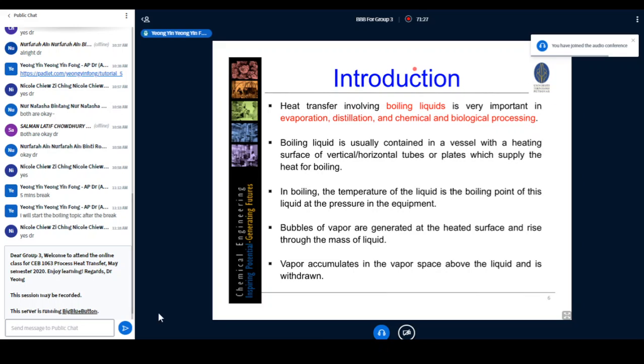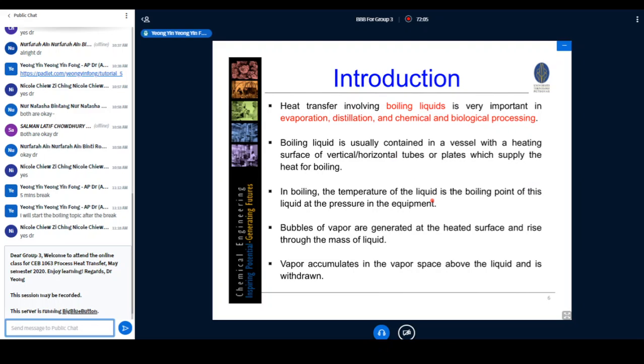So actually, a lot of chemical industry processes involve boiling. Boiling liquid is usually contained in a vessel with a heating surface of vertical or horizontal tubes or plates which supply the heating and boiling. Like when you boil water in the kettle, or the saucepan that you do cooking in the kitchen, or a container that you boil the soup in. There's a heat supply from the bottom of the pan or from the bottom of the container.